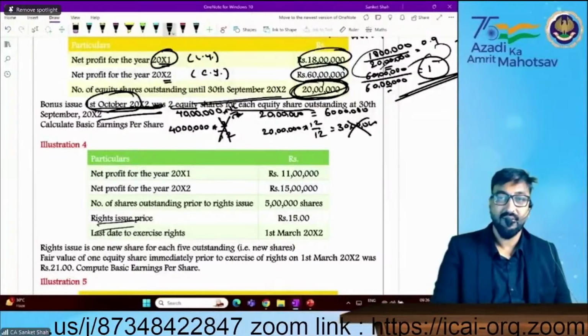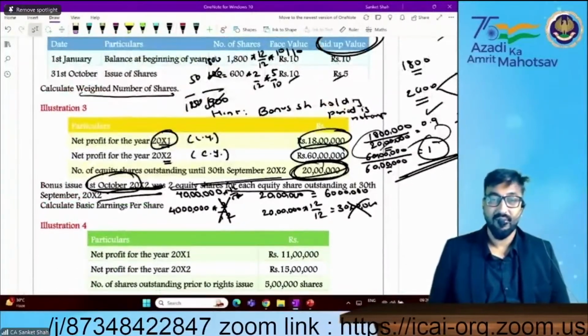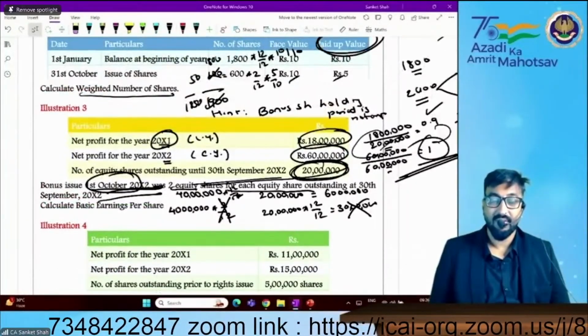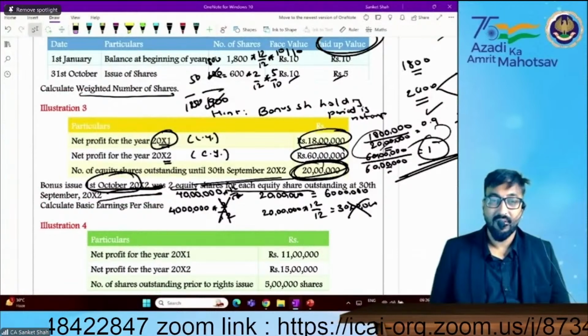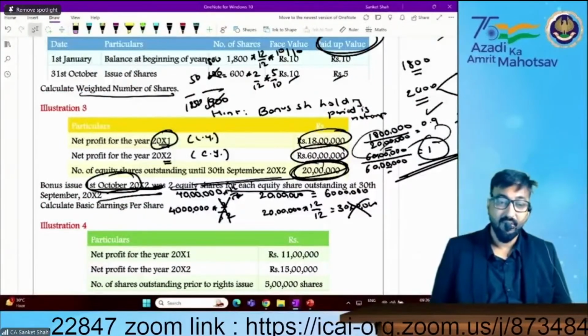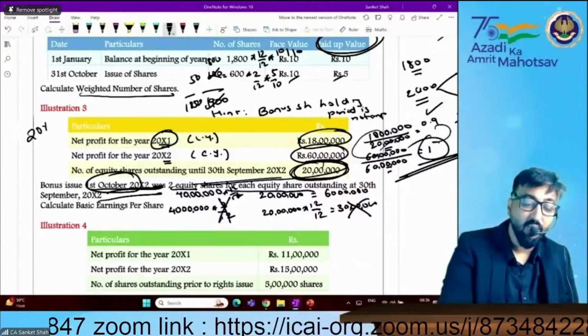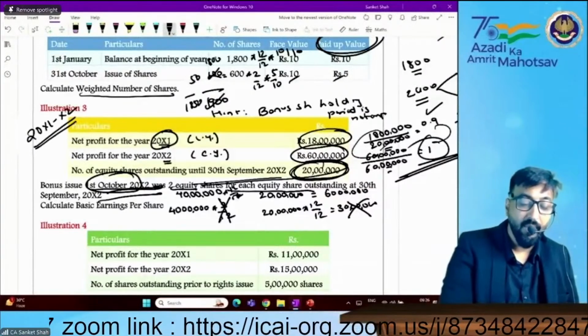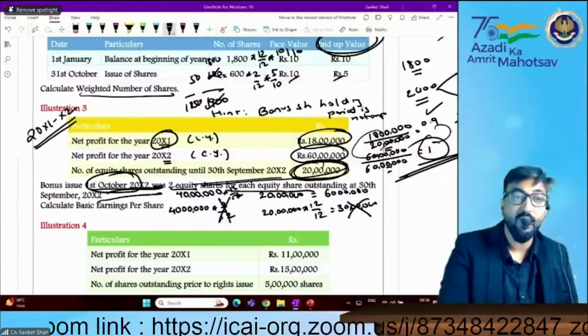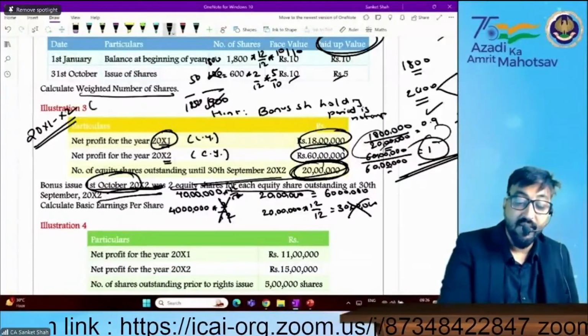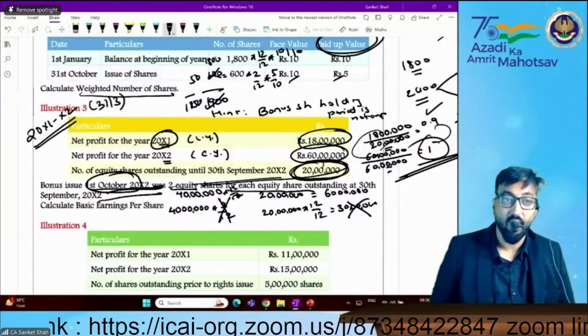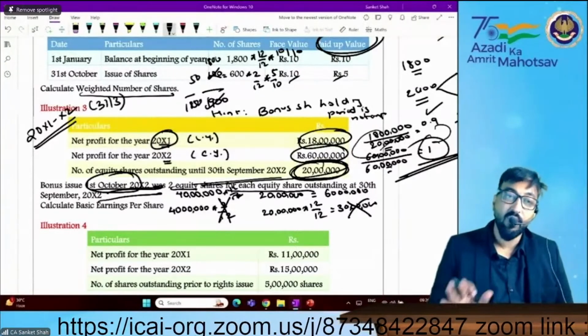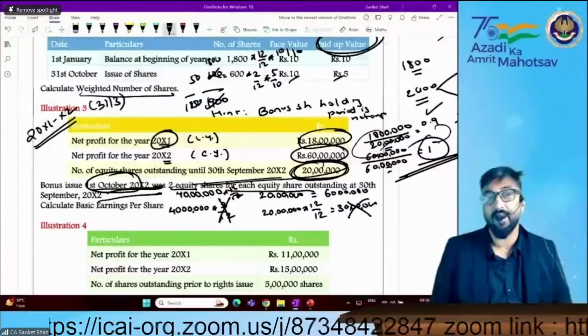Sir, you have explained the accounting period, please explain again how to denote it. April to December, April to March, January to December. If it is given in the question net profit for 2001-2, then this is the 31st March year ending. Got the concept? And if only 2001 is given, it is a December ending.